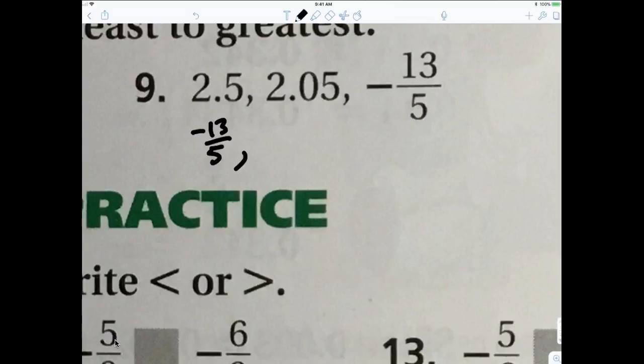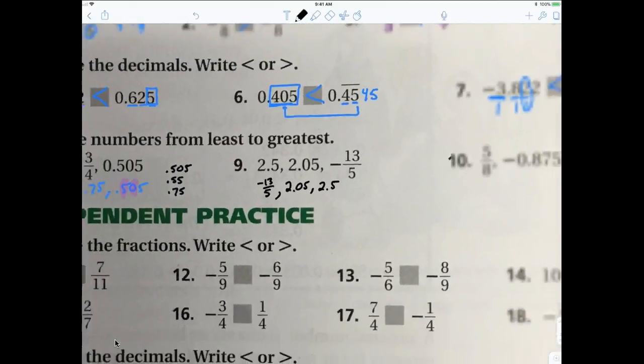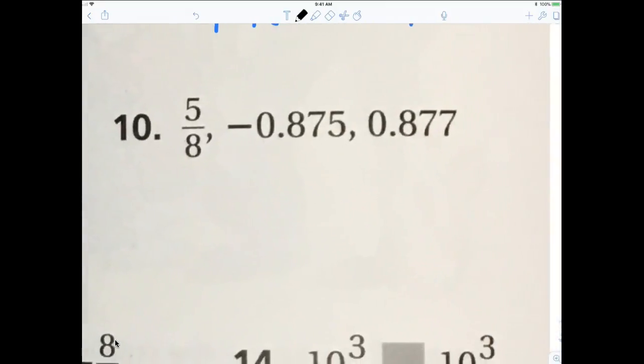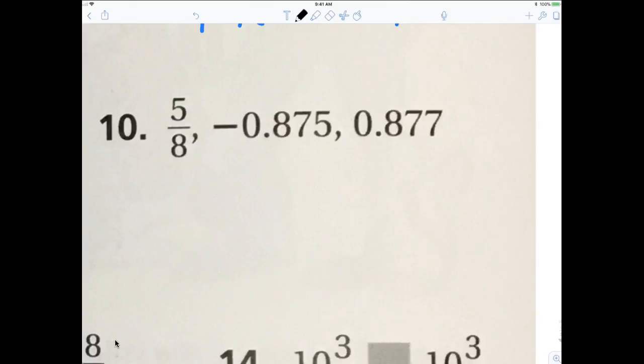All right, Bradley, then what? 2.05 goes next. Then 2.5. I'm pretty happy with that. Is everybody agreeing with me? It's not that hard. All right, the only difference from last year is we have negatives now. Yesterday's stuff was hard. Okay, so now, which one is obviously the smallest?